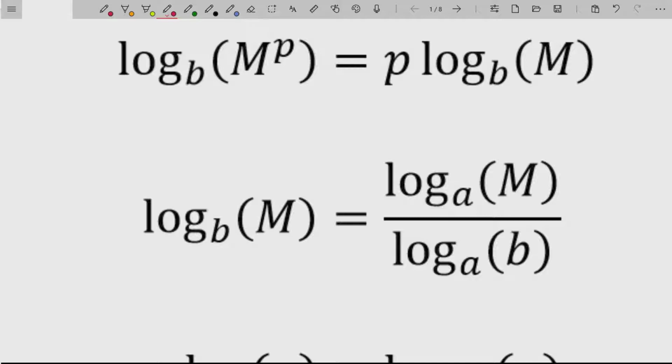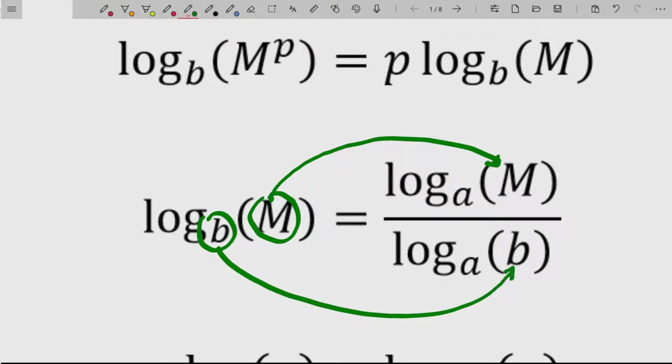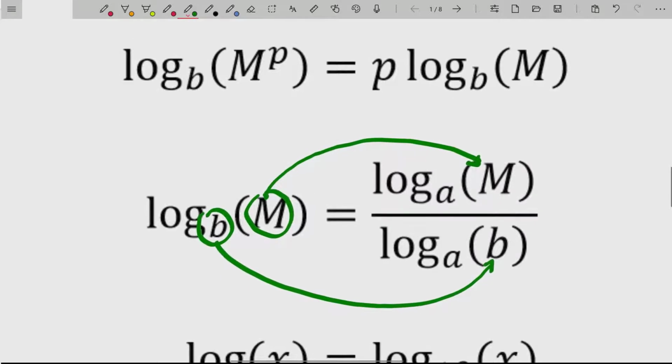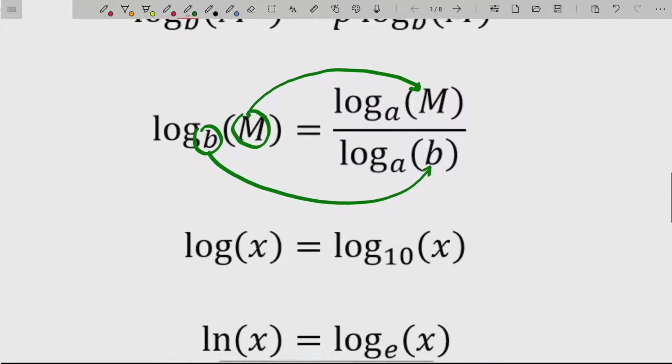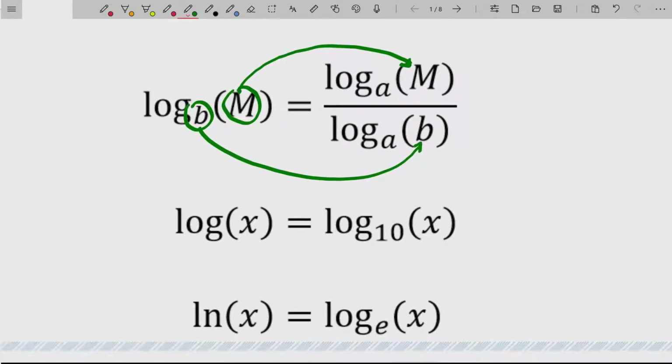It'll be log base a of m divided by log base a of b. Okay, and the way I always thought about this when I was a student is that this ends up going to the numerator and this ends up going to the denominator. It's a little trick. All right, so let's go ahead and talk about the last two. The last two are just definitions.